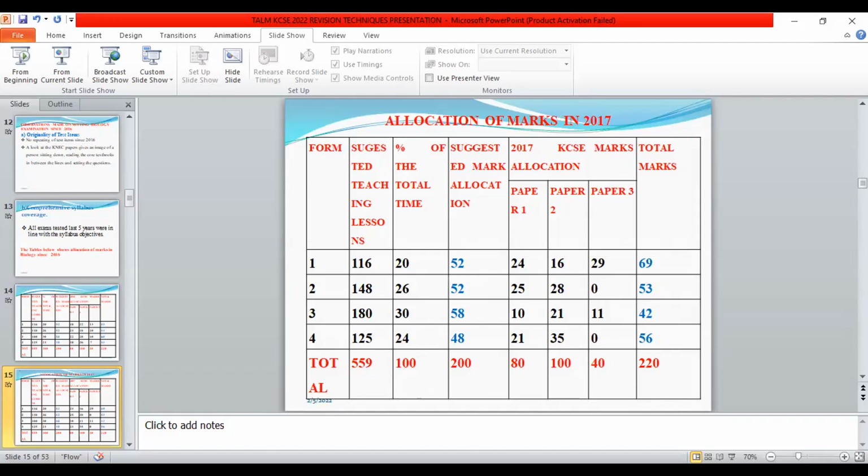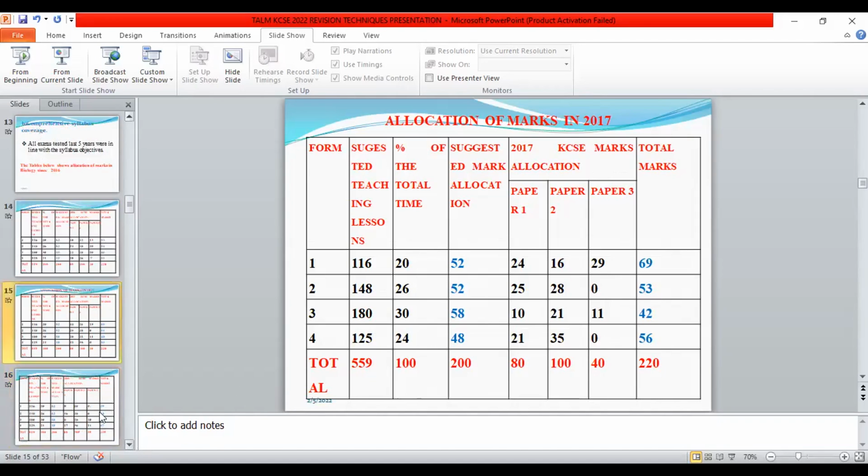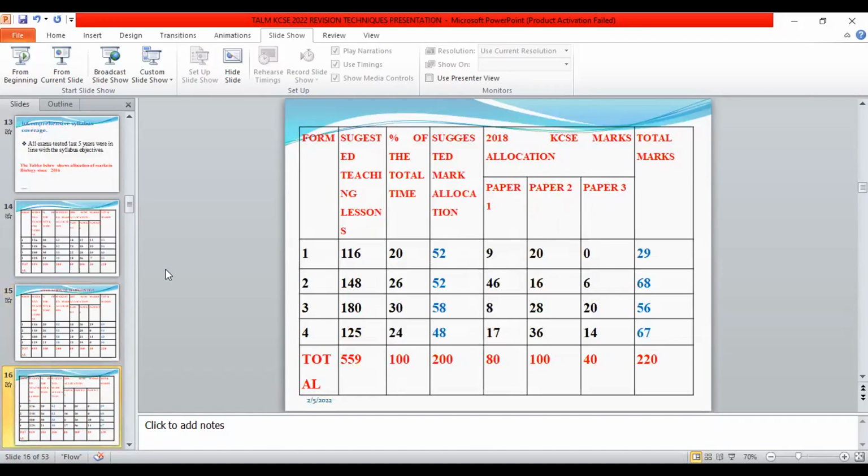Next slide on 2018. In 2018, things were different. Form 1 work was carrying 29 marks, and we say normally it's supposed to carry 52 marks. Form 2 work was carrying 68 marks instead of 52. Form 3 work was carrying 56 marks instead of 58. Form 4 work was carrying 67 instead of 48.